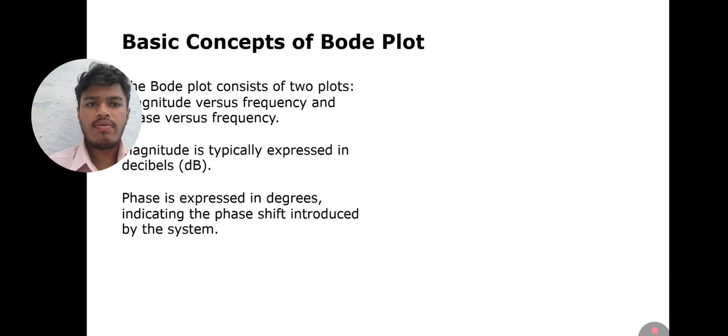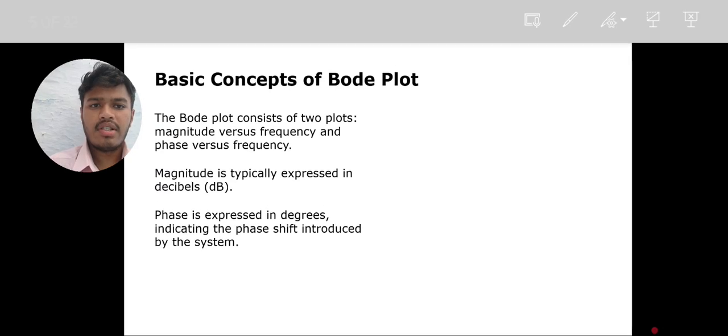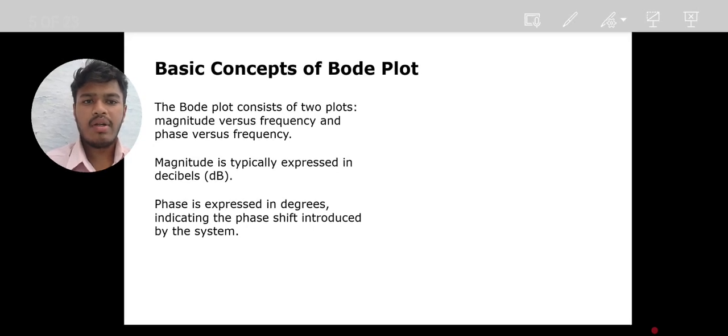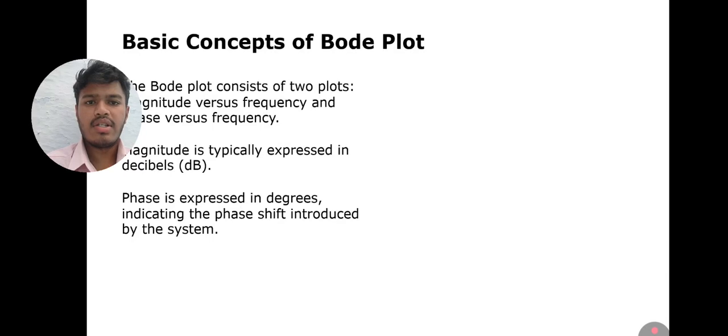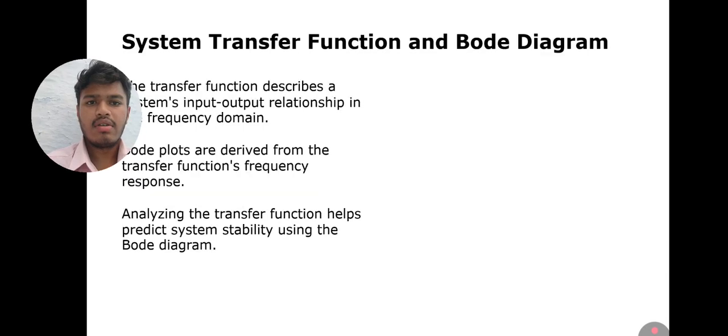Basic concepts of Bode plot. The Bode plot consists of two plots: magnitude versus frequency, and phase versus frequency. Magnitude is typically expressed in decibels, and phase is expressed in degrees, indicating the phase shift introduced by the system.